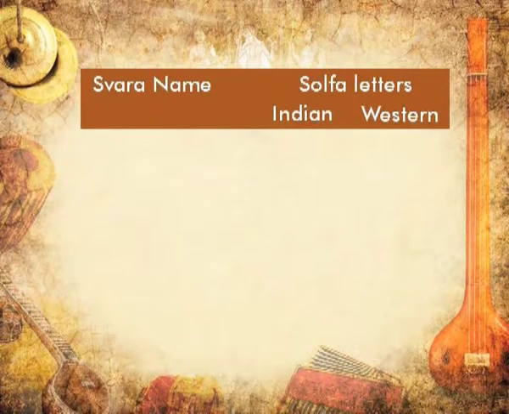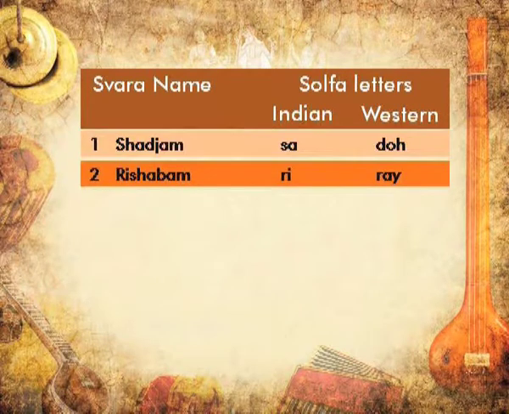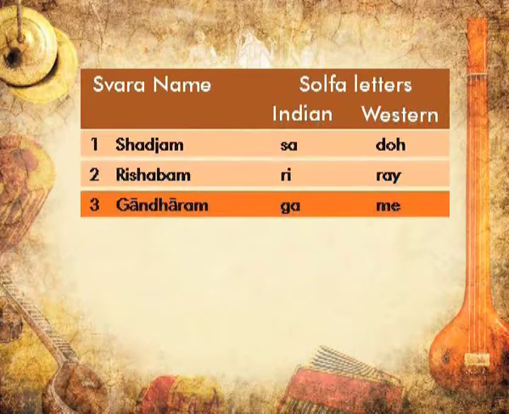The table shows the names of these 7 swaras and the syllables that are used for solmization, a system of associating each note of a scale with a particular syllable in Indian and Western music. Number 1, Shadjam, Indian Sa, Western Do. 2, Rishabam, Re, and Re. 3. Gandharam, Ga and Me.